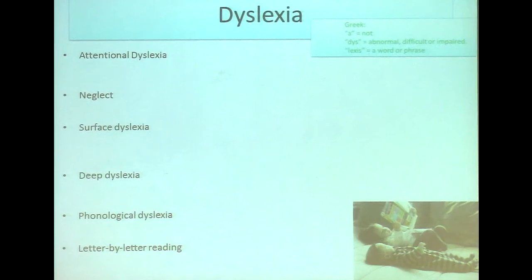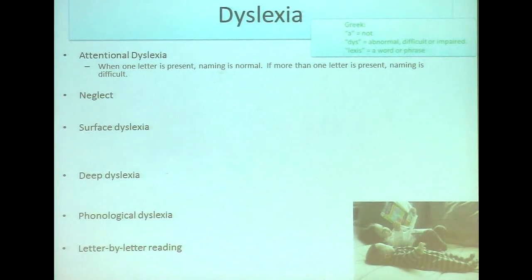Dyslexia is a difficulty or an impaired ability to read, and there are very many reasons why one might struggle to read. In Coleman Weshaw, they name six different types of dyslexia. The first one is attentional dyslexia. If one letter is present, then naming is normal. But if more than one letter is present, naming is difficult.